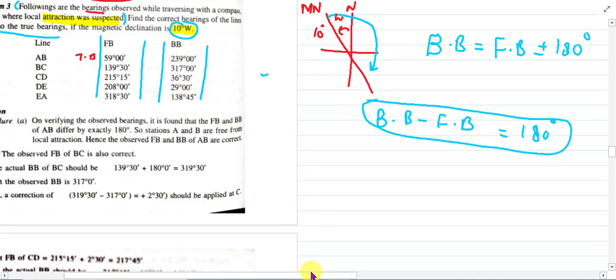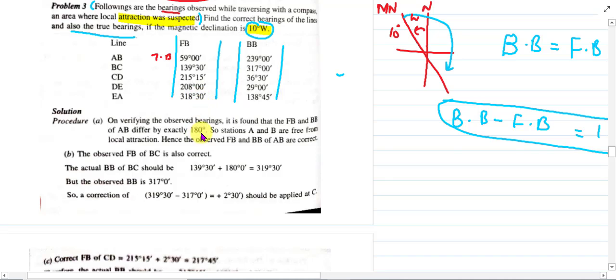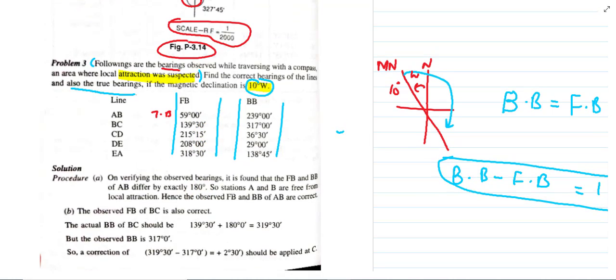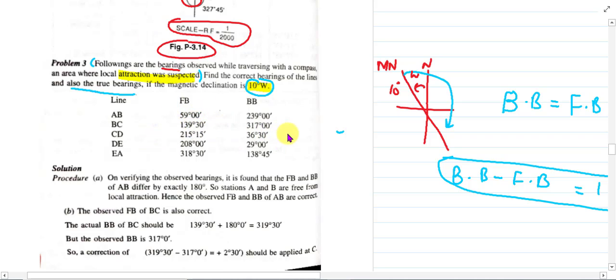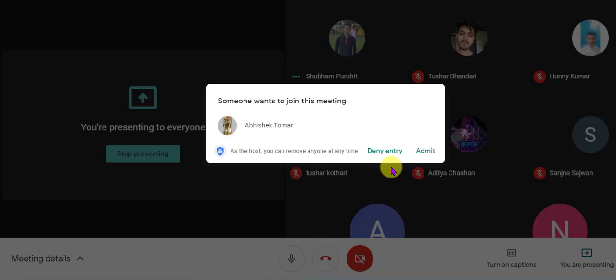Now apply this check formula to column number 2 and column number 3. Can anyone tell me which reading shows the right value and which reading shows the wrong value? Now you have to move row-wise, like this. This is row 1. In this line AB have fore bearing and back bearing. So what is the difference between FB and BB of line AB? 180. It means row number 1 is clearly your correct reading.